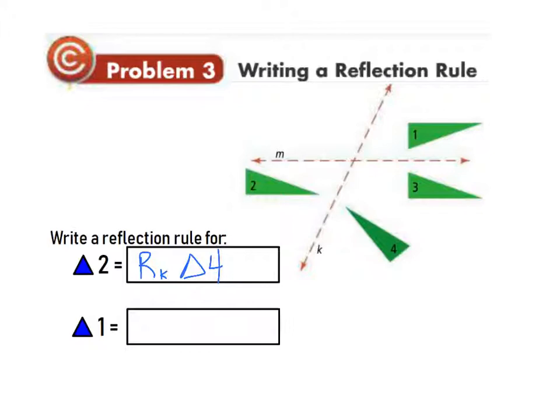All right, see if you can do triangle 1 and write the rule for that. All right, you should have that it is a reflection over M of triangle 3.